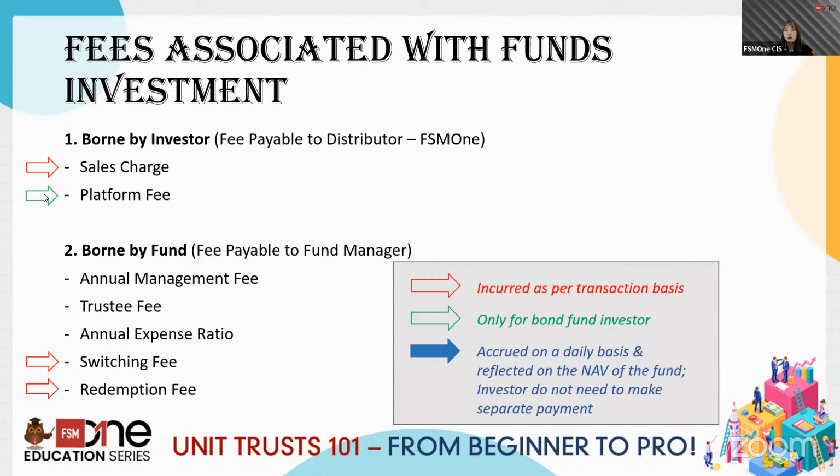Whereas the green color arrow is pointing towards the platform fee, so it is only applicable for the bond fund investor only. And next is the blue color arrow, pointing to the annual expense ratio. This one will be accrued on a daily basis and reflected on the net asset value of the fund. So investors actually do not have to make a separate payment for the annual expense ratio.